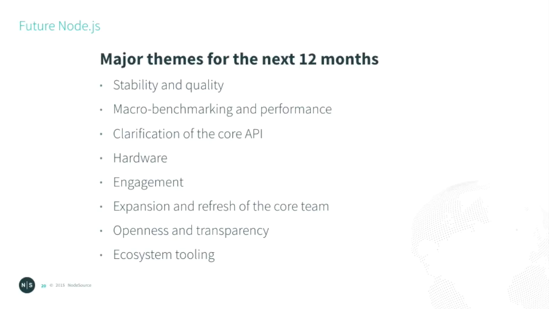Macro benchmarking and performance. Node Core and the Node Core team is really good at micro benchmarking. It's not really good for telling how fast a version of Node is compared to another version of Node. And so we need those numbers that index a lot of different types of performance metrics.